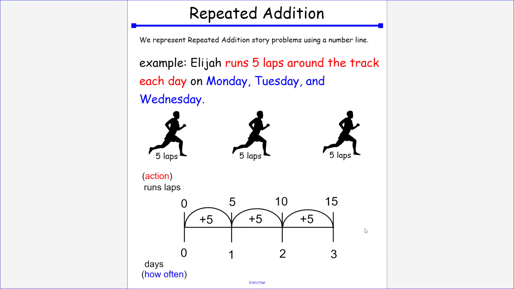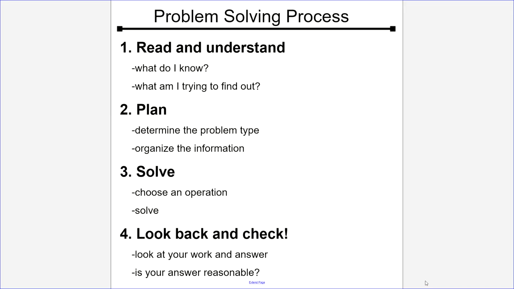Now that you know about repeated addition problems and how to make a number line to represent them, let's go ahead and solve a repeated addition problem together. Just like with any other story problem, we'll use our problem-solving process to solve it. We'll start by reading and understanding the problem, thinking about what do we know and what are we trying to find out. We'll plan how we're going to solve it by determining the problem type and organizing the information in a number line, since this is repeated addition. Then we'll solve it by choosing an operation and solving, and of course we'll look back and check at the end to make sure our answer is reasonable.